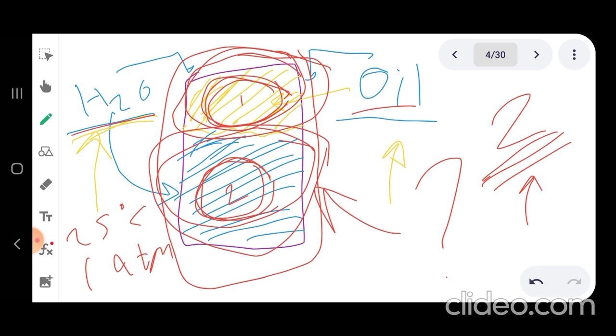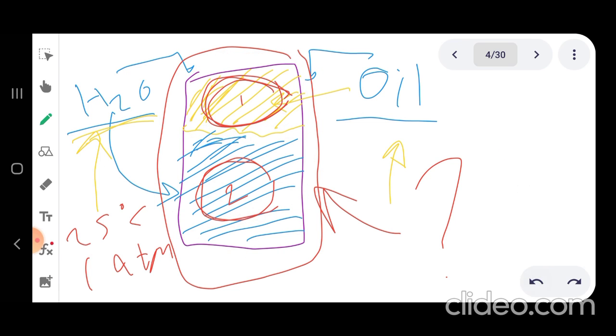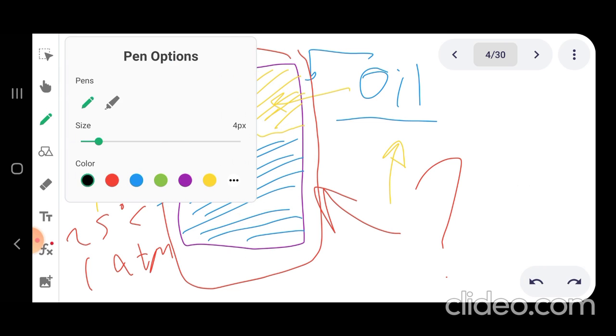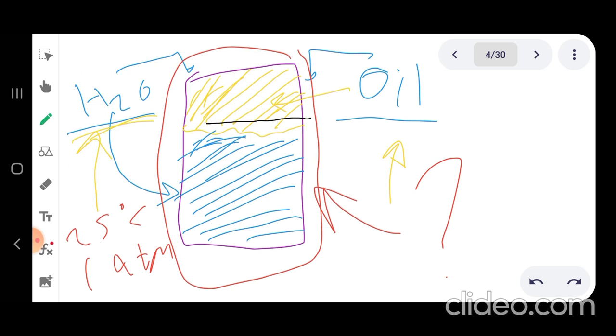And in between these phases we have a phase boundary or phase interface. A phase boundary is something in between the two phases. This is what we call the phase boundary, or phase interface.